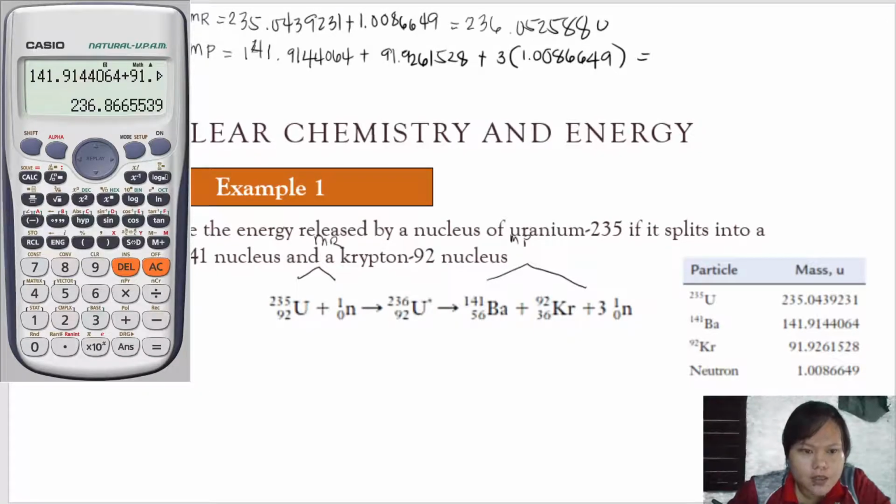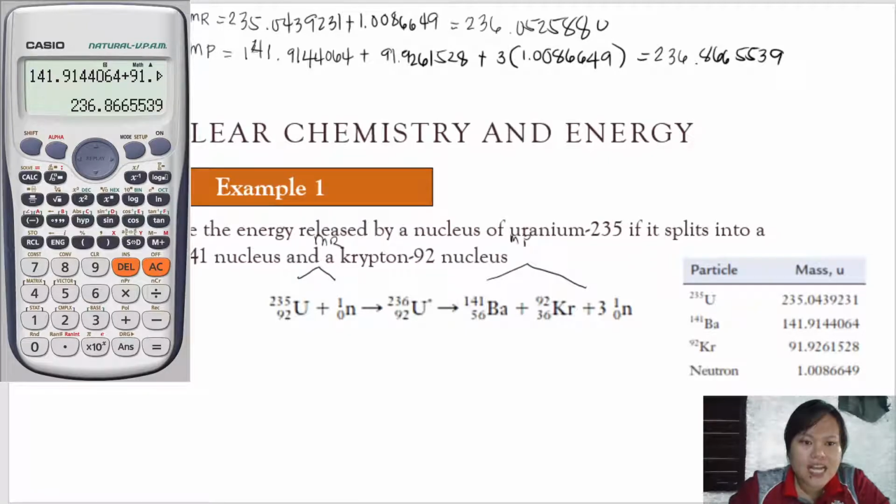Rechecking, maybe we made a mistake in the input. So, 141.944, 91.926, and 1.008649. So that would be equal to, that's correct, 236.8665539.